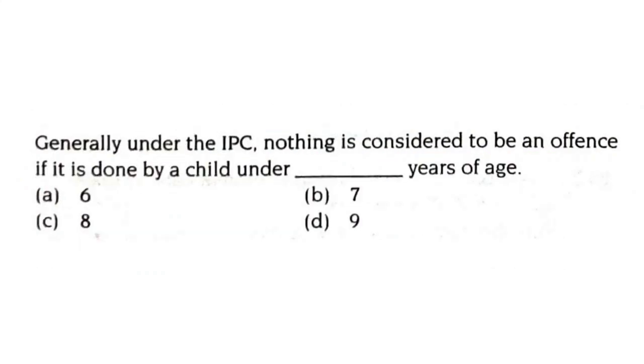Generally, under the IPC, nothing is considered to be an offense if it is done by a child under how many years of age? 7 years. Under Sections 82 and 83 of the IPC, which confer immunity from criminal liability to children, there is a legal term doli incapax, that is, a child below the age of 7 years. Any action committed by this child is not a guilt. That is to say, a baby below the age of 7 years could not commit any crime. Doli incapax.